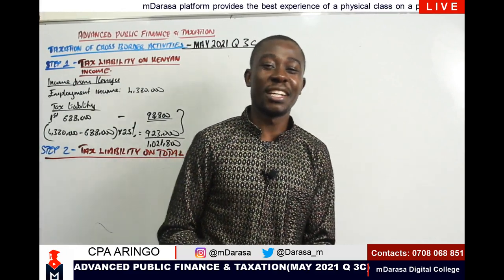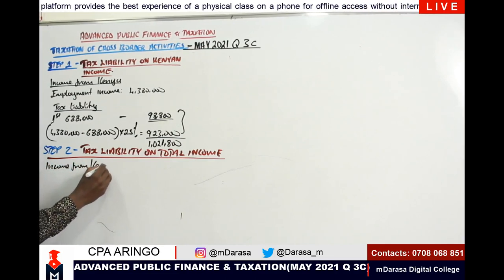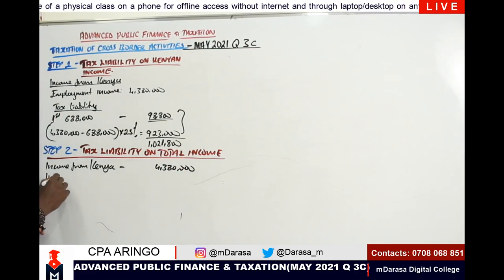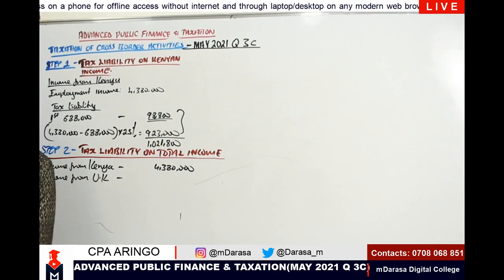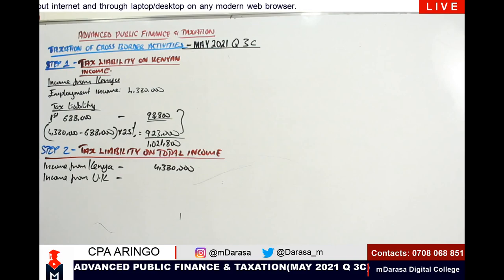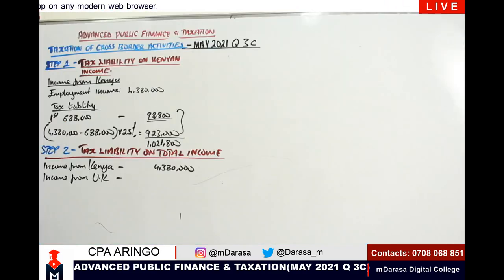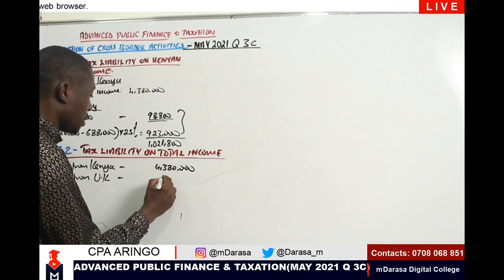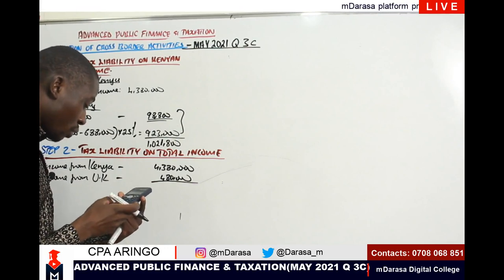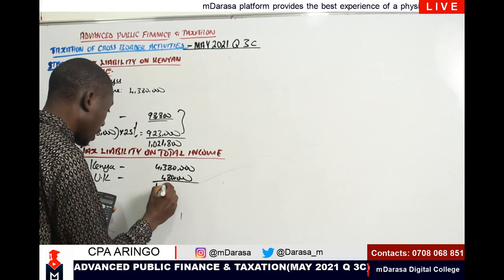And how will we achieve our total income? To achieve our total income, already we have income from Kenya, my good students, we have 4,380,000. What about income from UK? We can clearly see I was given a figure of how much. Let me share the question again. For those who have joined us just right now, the question was here. So income from UK, I can clearly see I was given a figure of 480,000. So we are going to take 480,000 here. So we can clearly say that our total income would be 4,380,000, we add 480,000. That should give us a total income of 4,860,000.